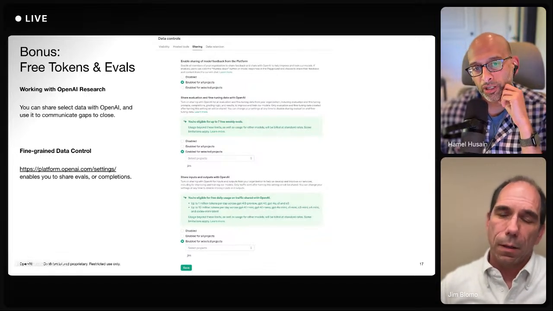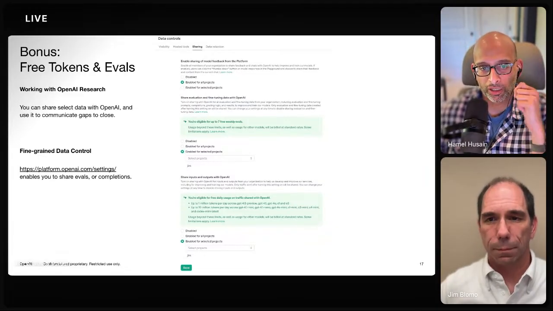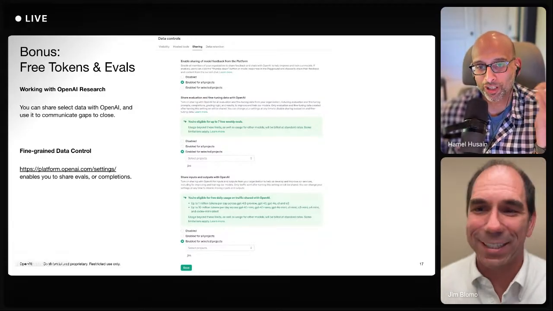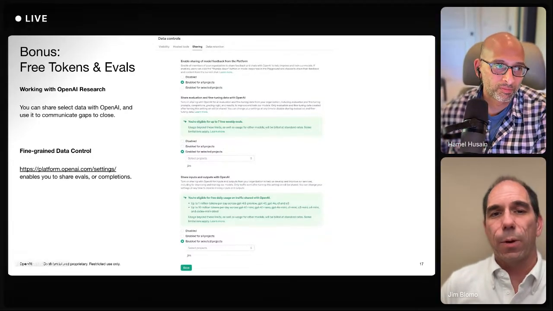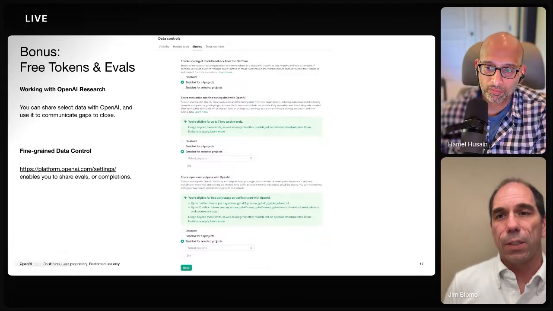Okay, so there's an incentive: if your situation allows or you can be comfortable with sharing, then you basically get money in the form of credits. Yeah, exactly. And we found these to be quite generous credits, where companies are able to go pretty far using some of these free tokens.